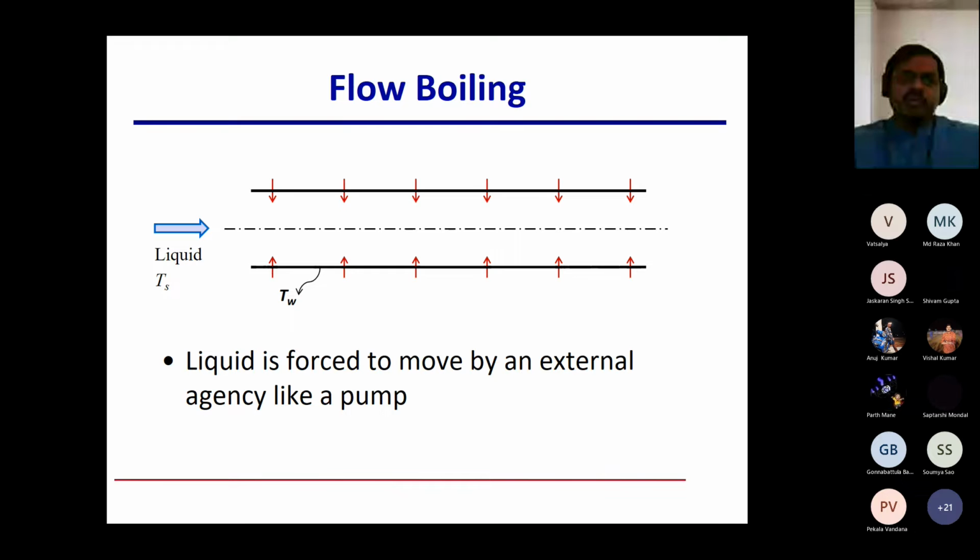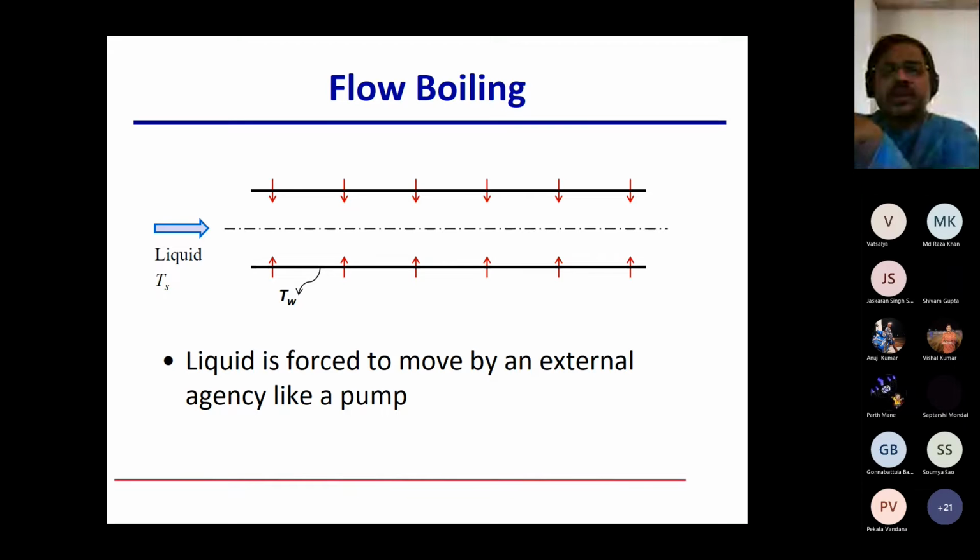Okay. Now, similar to flow condensation that we just discussed, we also have flow boiling, where the liquid flows through a tube whose walls are heated. We have seen this in convection. But in convection, what happened was if it came as a liquid, it also left this tube as a liquid. There was no phase change.